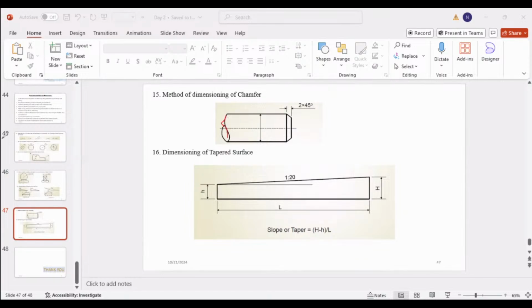So here you have to draw this symbol like this in order to mention that it is a round one. So the chamfer in here, you have to mention the angle of here.